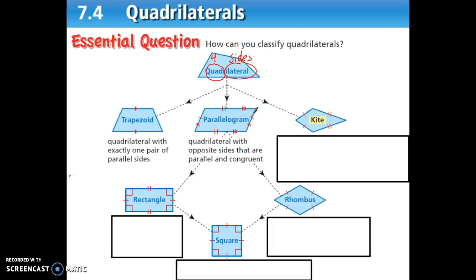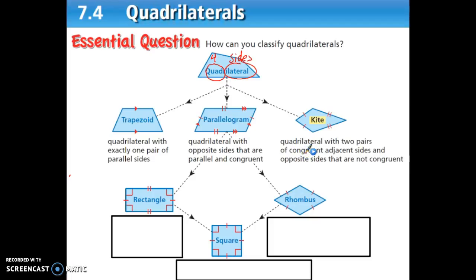Lastly, for a kite, a quadrilateral with two pairs of congruent adjacent sides and opposite sides that are not congruent. So two pairs of congruent, this means the same, and adjacent means touching. So two sides are the same and they are touching. And that's what we see here. This one marking matches with this one marking. Those are the same as one another and they touch right here at this point. The two sides are touching at that point.